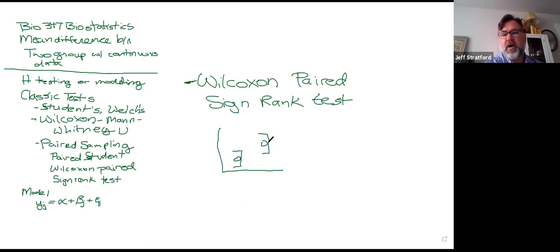What's implied by the Wilcoxon is that your data don't have to be normal. They can be leptokurtic or platykurtic, but the means are symmetric. Okay, then use the Wilcoxon paired. If they're not, if you just have data that's all over the place, right?